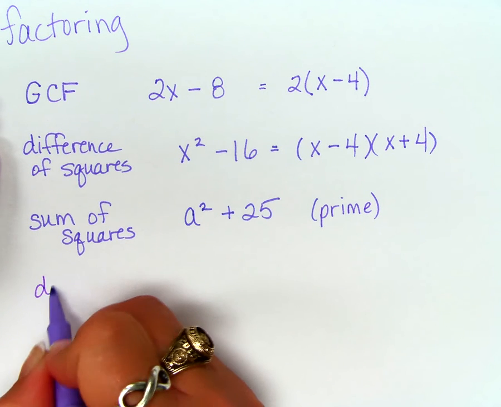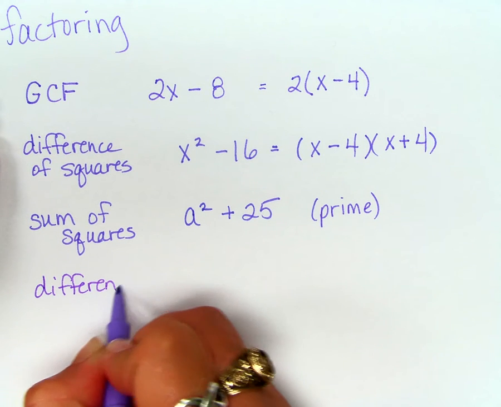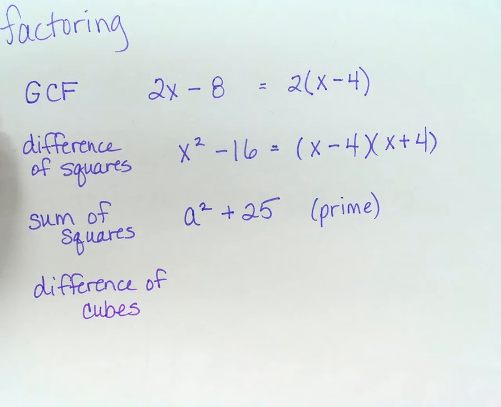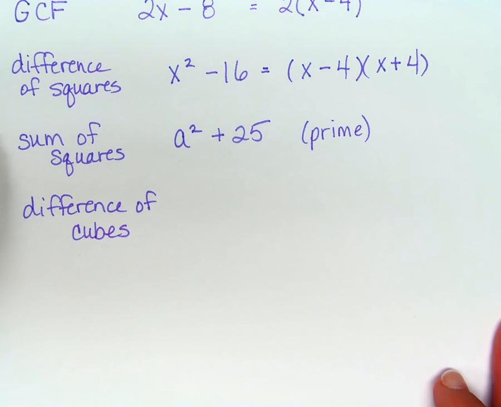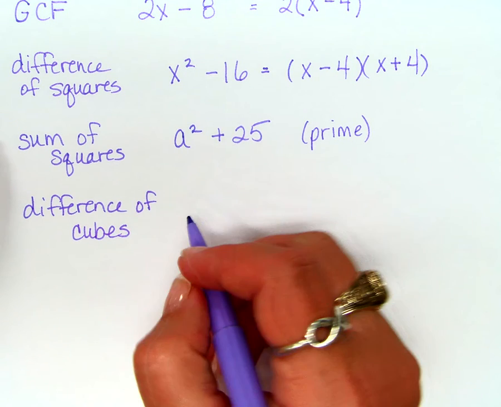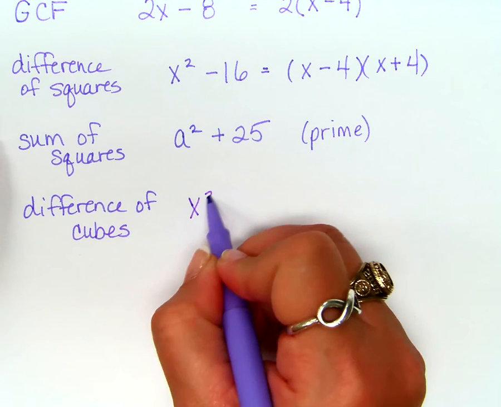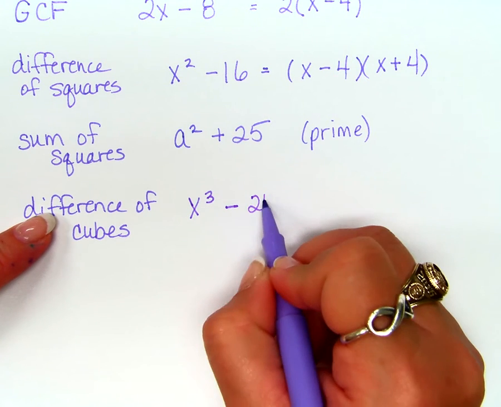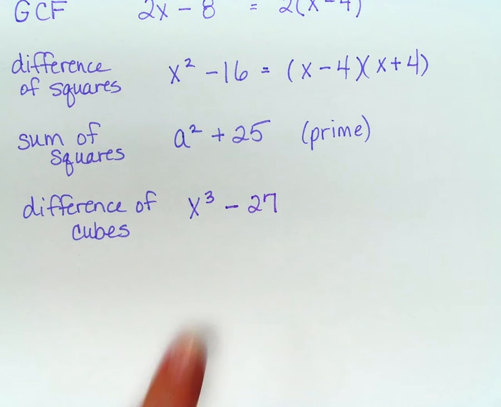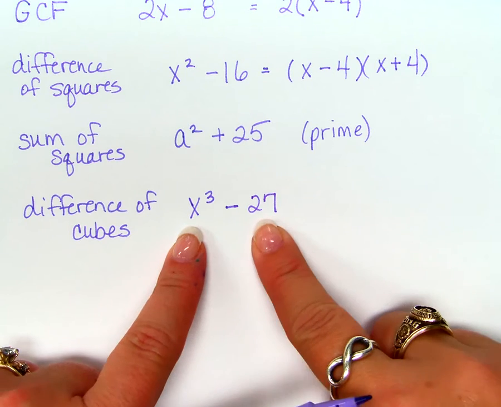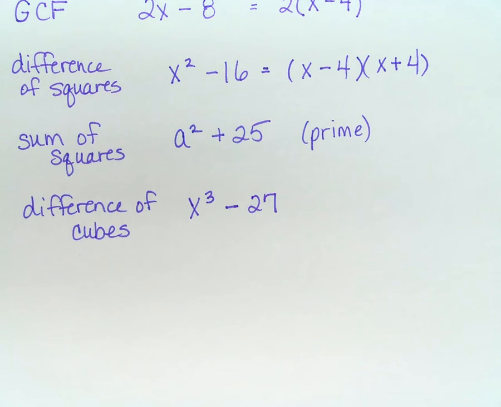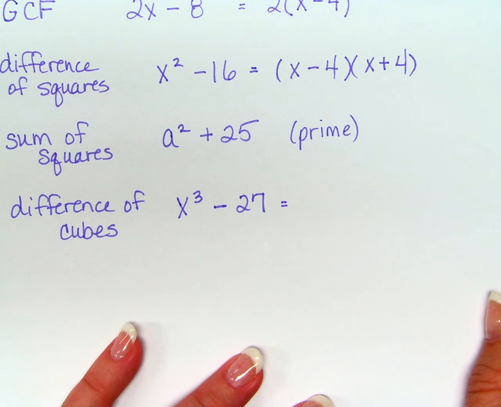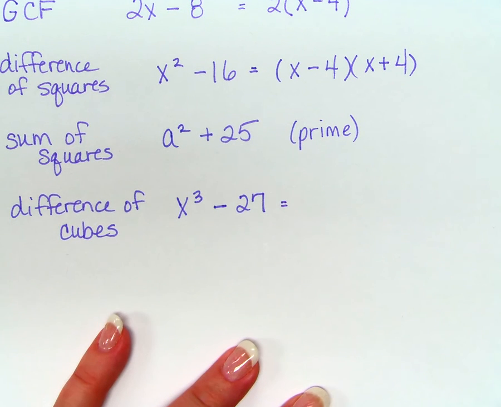We could have the difference of cubes. What did the difference of cubes look like? Is it binomial? X cubed. Subtract because it's difference. And 27. What's true about each of these two terms? Oh, they're cubes, right? Okay. Do you remember the pattern when we were factoring difference of cubes? If not, can I remind you? No, tell me. Tell me.